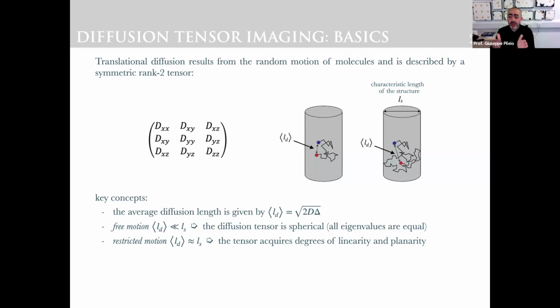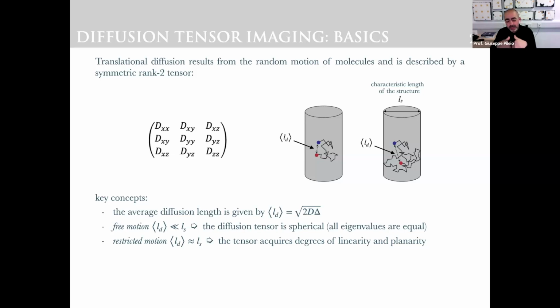For example, the length could be the radius of the cylinder, but it depends on the pore geometry, obviously. If it's a sphere, it's the diameter again, and things like that. Now, if the diffusion length is smaller than the characteristic length of the structure, the molecules never touch any wall, right? So they don't experience any confinement. So the tensor is basically spherical, all the eigenvalues are equal, and you can talk about the diffusion coefficient, which is essentially one third of the trace, so the isotropic value of that tensor.